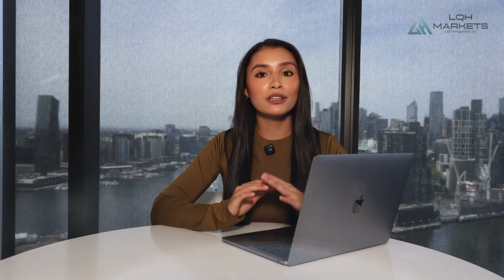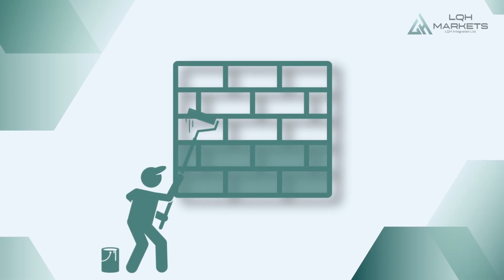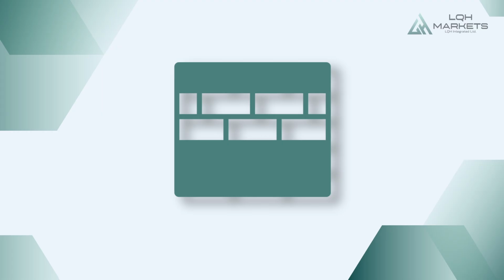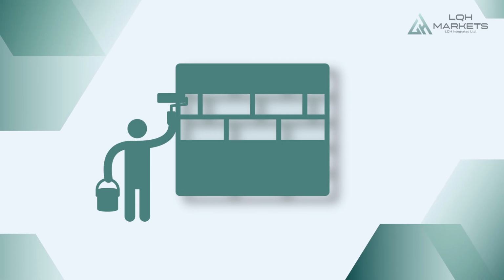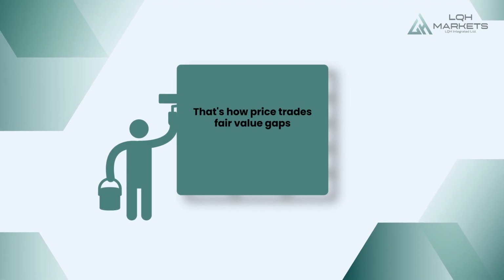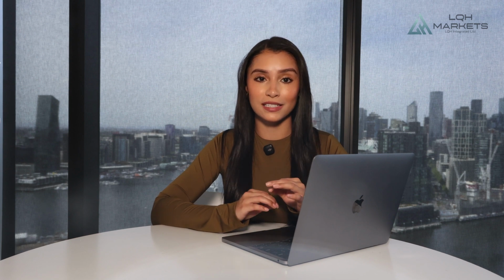Let's use a real-life analogy. Imagine you're painting a wall in a rush and accidentally skip a small patch. The wall looks okay at first, but sooner or later you'll notice the missed spot and go back to cover it. That's how price treats fair value gaps. Unfinished business that often gets revisited.